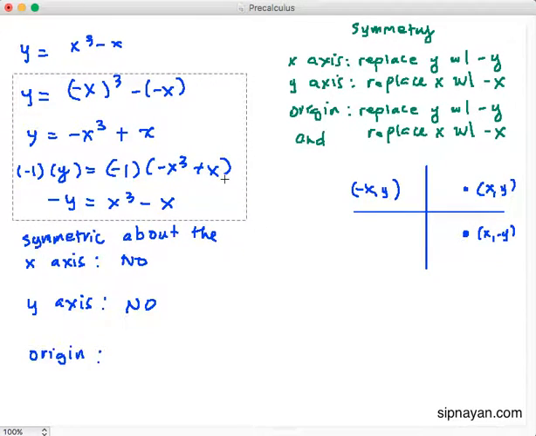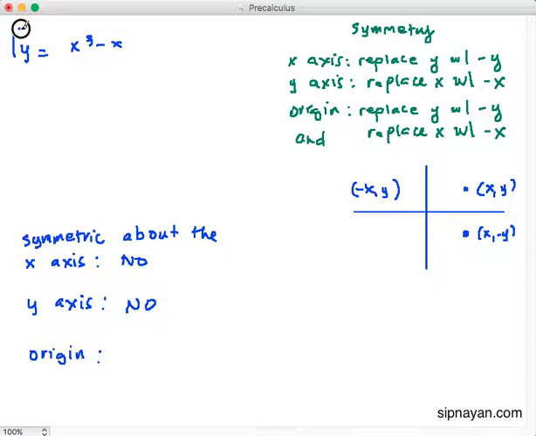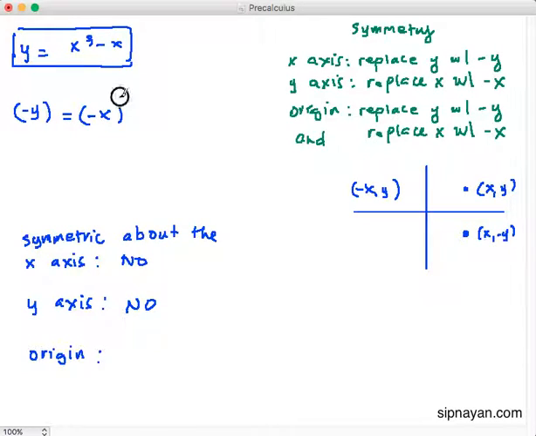Next. Siguro i-box natin ito, baka malito kayo. Yung original equation natin. So, pag sa origin, i-replace natin pareho yung x ng negative x, y ng negative y, and then we simplify and check kung babalik siya dito. So, replace y with negative y, replace x with negative x. Okay? So, negative y is equal to, sabi natin kanina, ang negative x cubed ay negative x cubed and then plus x. Pareho ba? Hindi.